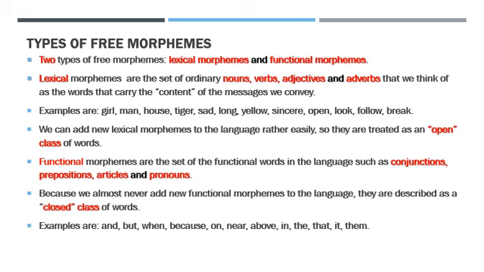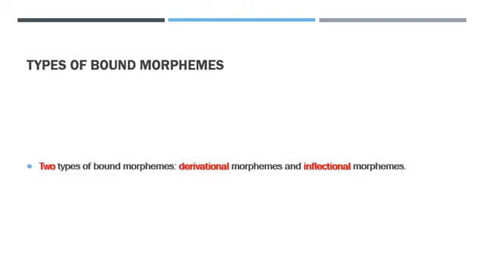So, what is the difference between free lexical morphemes and functional morphemes? Free lexical morphemes are those free morphemes that we are able to enlarge by adding suffixes or prefixes to them, whereas functional morphemes are free morphemes, but there is no possibility of adding any prefix or suffix to them. Types of bound morphemes. Two types of bound morphemes are stated. We have derivational morphemes and inflectional morphemes.